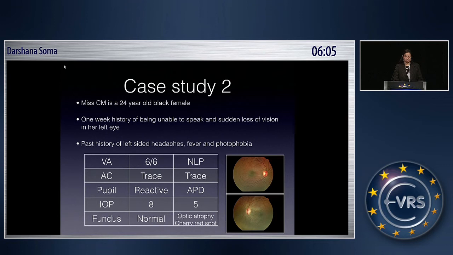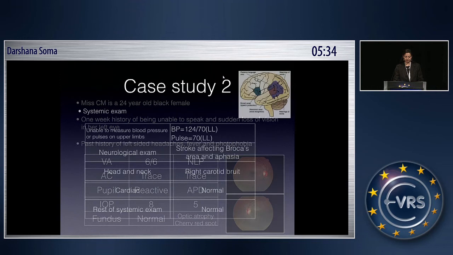Ms. CM is a 24-year-old black female. She presented with a 1-week history of being unable to speak and a sudden loss of vision in her left eye. Her past history was that of left-sided headaches, fever, and photophobia. On ocular examination, her visual acuity was 6/6 on the right and NLP on the left. Her anterior chambers showed trace cells on both sides. Her pupil was reactive on the right, but an APD on the left. Her intraocular pressures were 8 and 5, and the fundus finding on the right was normal, but on the left there was an optic atrophy and a cherry red spot.